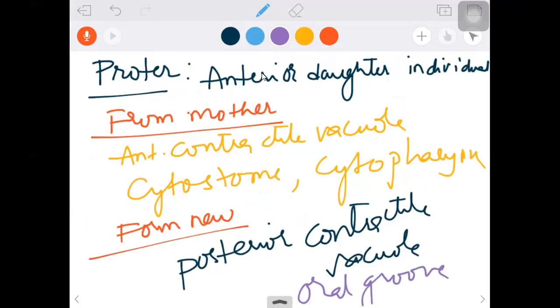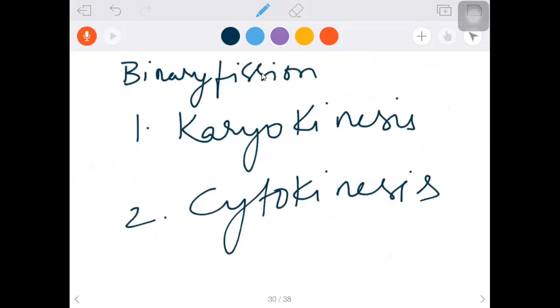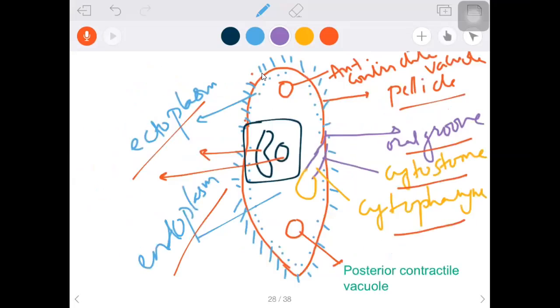Okay. So this is the transverse binary fission of Paramecium. Let's come from the beginning. In the binary fission of Paramecium, first of all, we need to learn some basics. The body is covered by pellicle. The cytoplasm is divided into outer ectoplasm and inner endoplasm. We need to take care about that. There are two contractile vacuoles present: the anterior contractile vacuole and the posterior contractile vacuole. And the small opening, we say oral groove, opens into the cytostome, then into the cytopharynx.